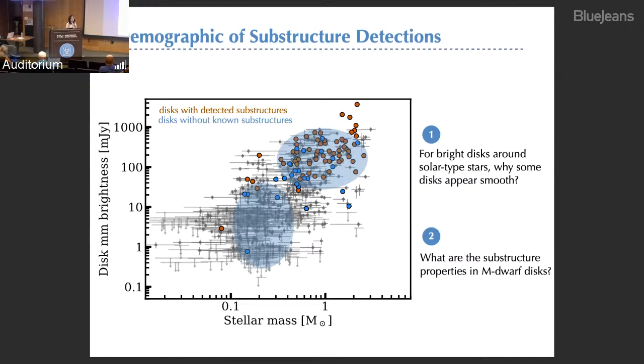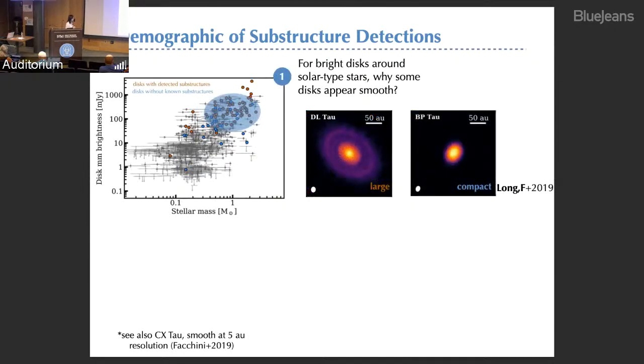So how planet formation conditions might be different from their solar counterparts is largely unknown. And so my research is mainly focusing on understanding those questions. For the first part, we found that when we're looking at those systems, many of those smooth disks, we call them smooth, are much more compact than the larger ring disks.